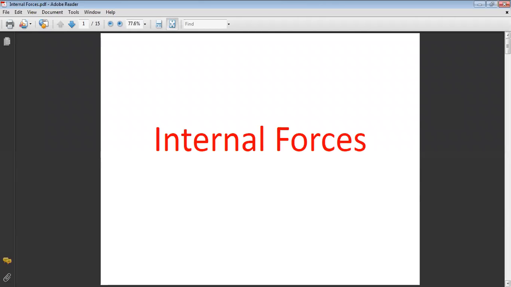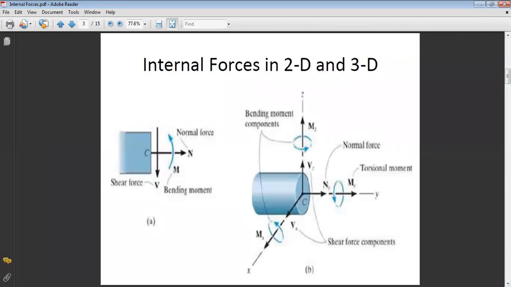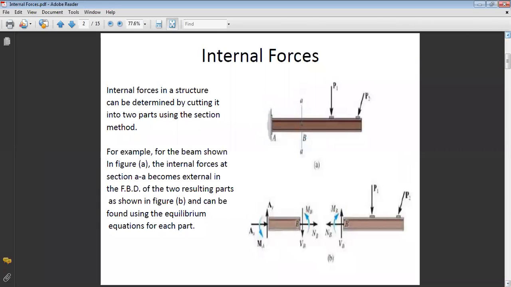Now, what are the types of internal forces? As you can see here, as we said, you have a beam here, okay, and you are applying a certain load on it. You have a fixity at A. So the external load is P1, P2. The external reaction is the reaction at the fixity.